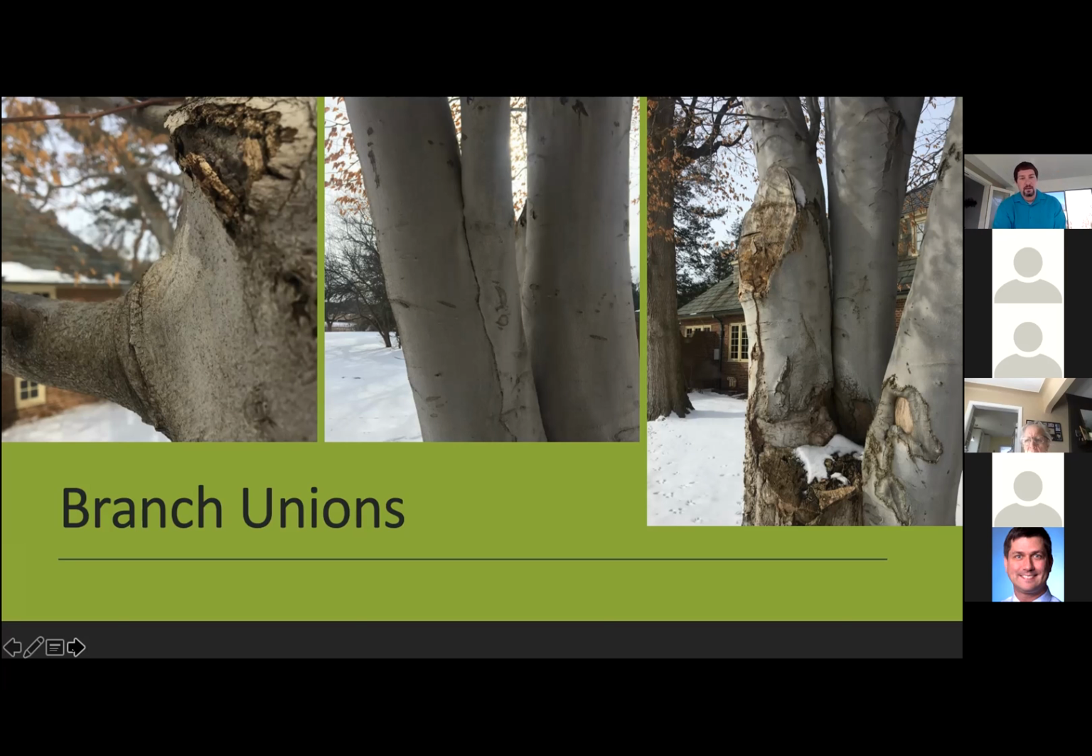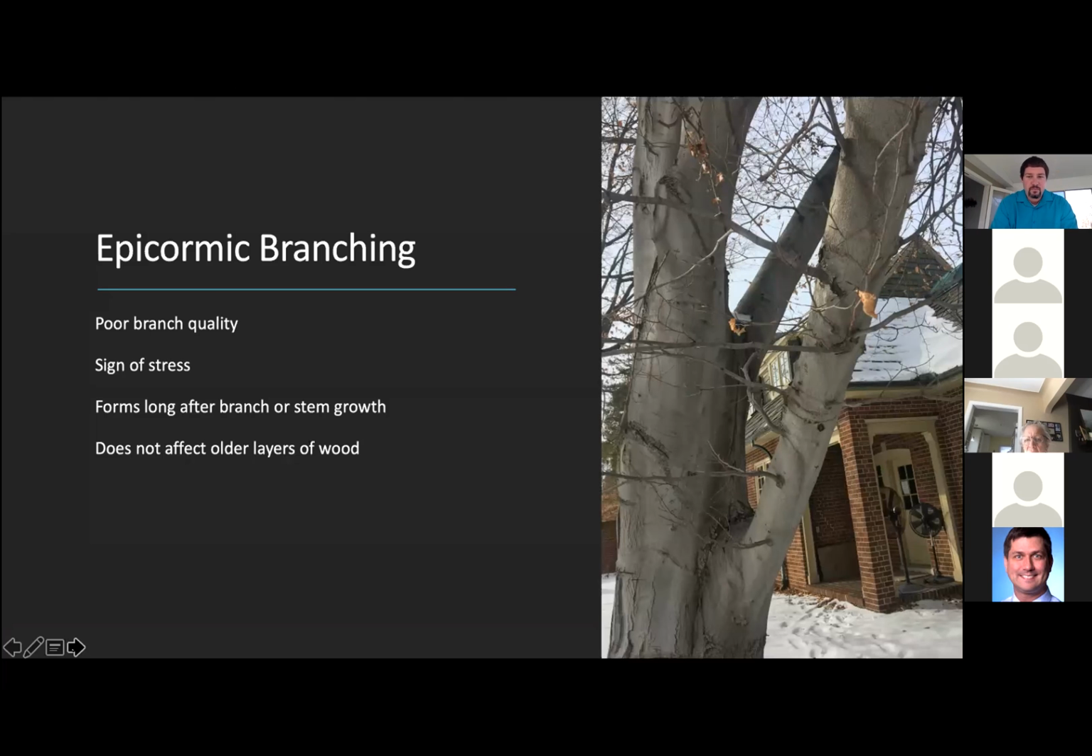But a lot of times we get calls and the tree's 40 or 50 feet tall and there's this really narrow branch angle, and that becomes a pretty involved project to try to clear up. So taking care of it sooner rather than later is definitely the way to go.